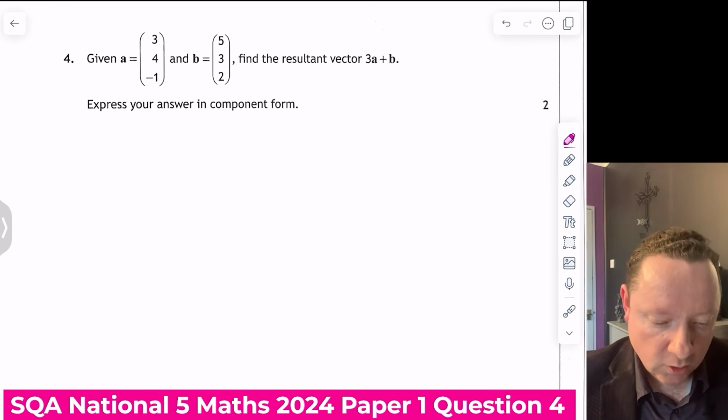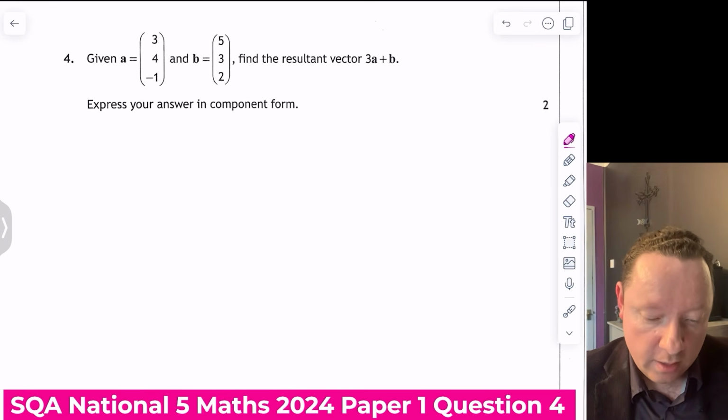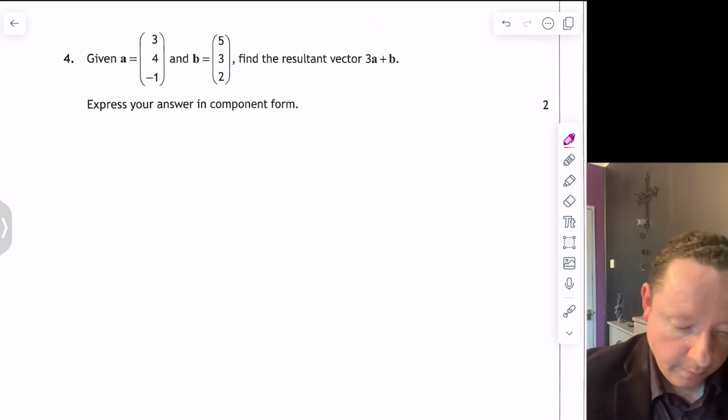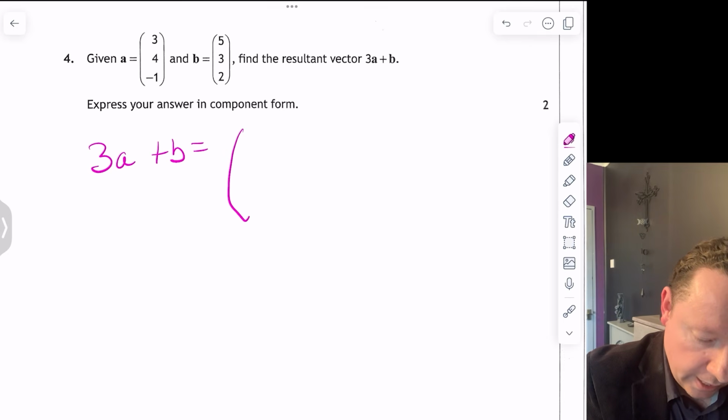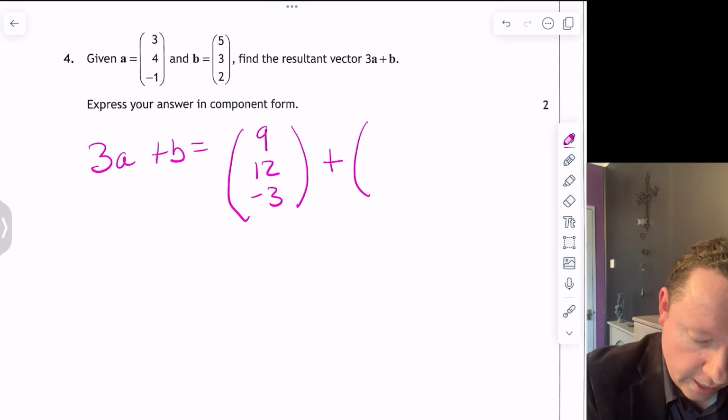SQA National 5 Maths 2024, Paper 1, Question 4. a is (3, 4, −1), b is (5, 3, 2). Find 3a plus b. Okay, so 3a plus b. So I need to times a by 3. 3 3s is 9. 3 4s is 12. 3 1s is 3, so it's minus 3. Plus b, which is (5, 3, 2).